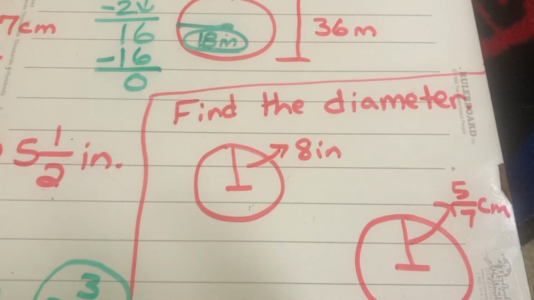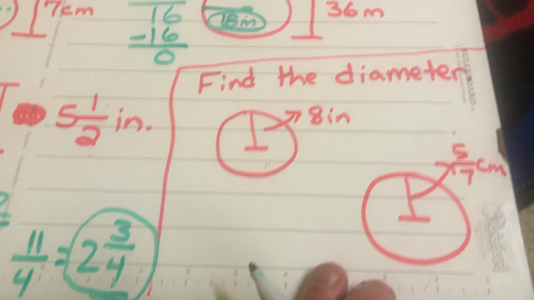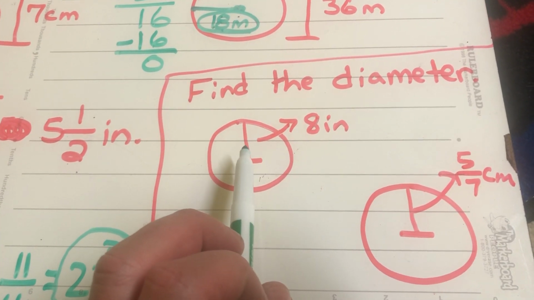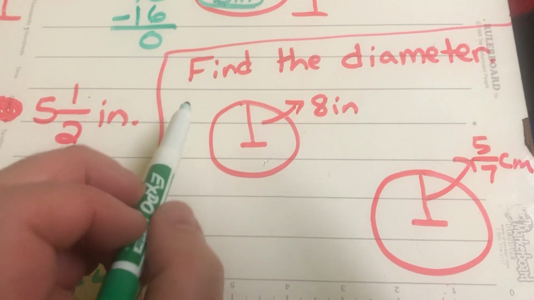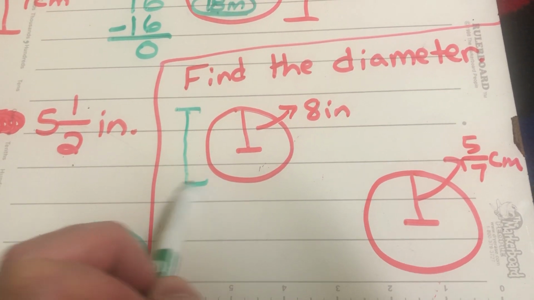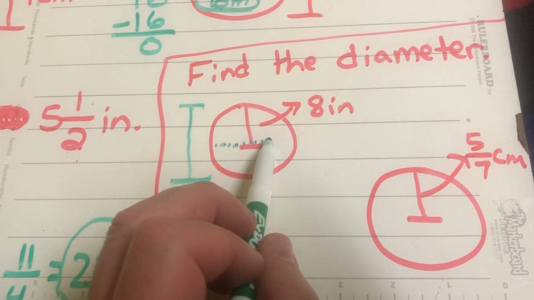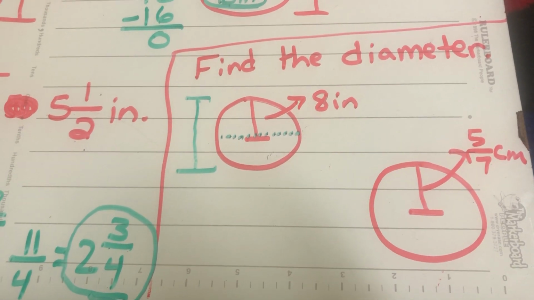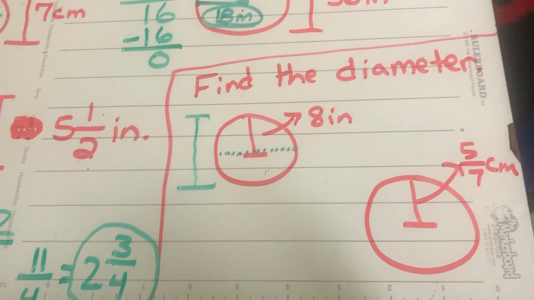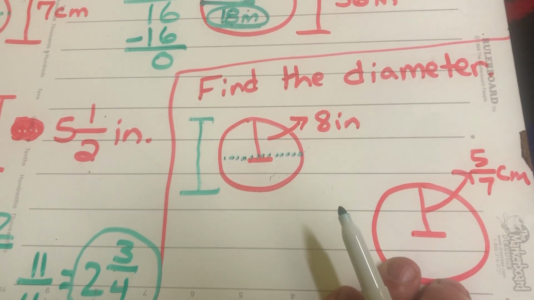All right, well, find the diameter now. So this is just the opposite. I'm finding the diameter. I know the radius. I know half the distance. In this situation, it's 8 inches. So I want to know this entire distance from top to bottom, or all the way across, going through the middle. So instead of taking the diameter and dividing it by 2, I'm going to take the radius and multiply it by 2.